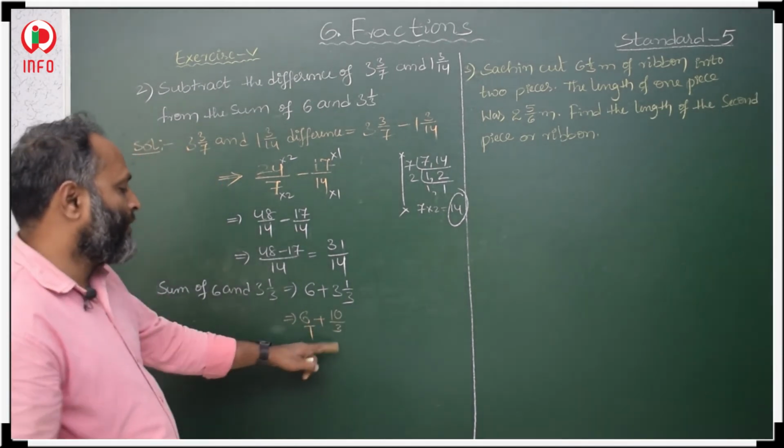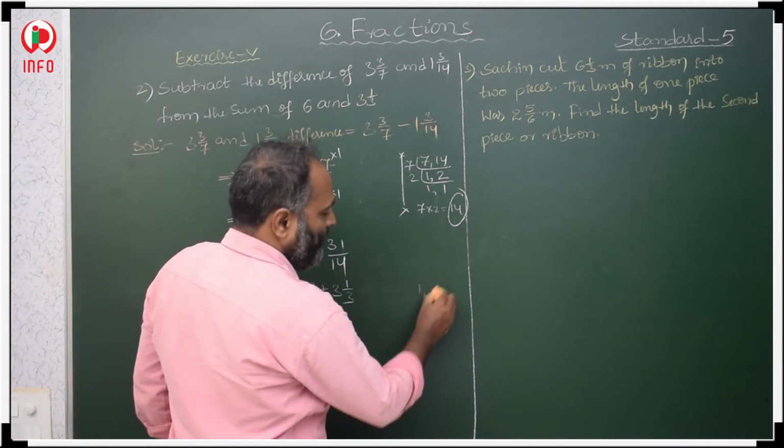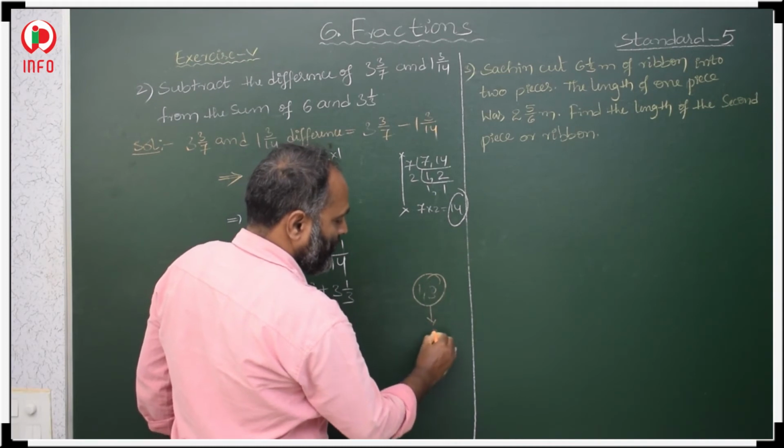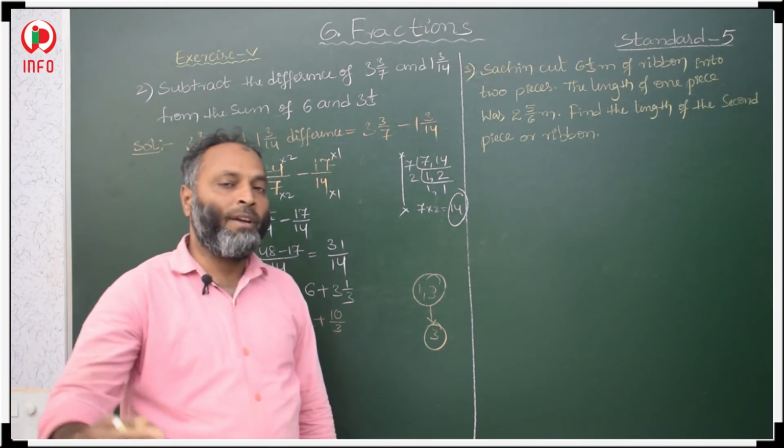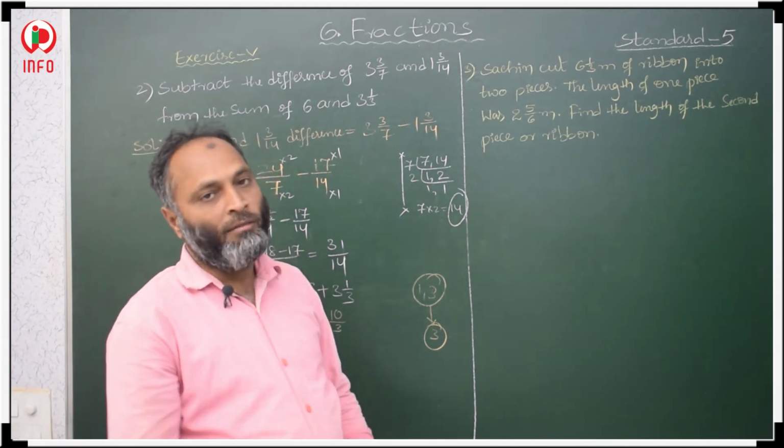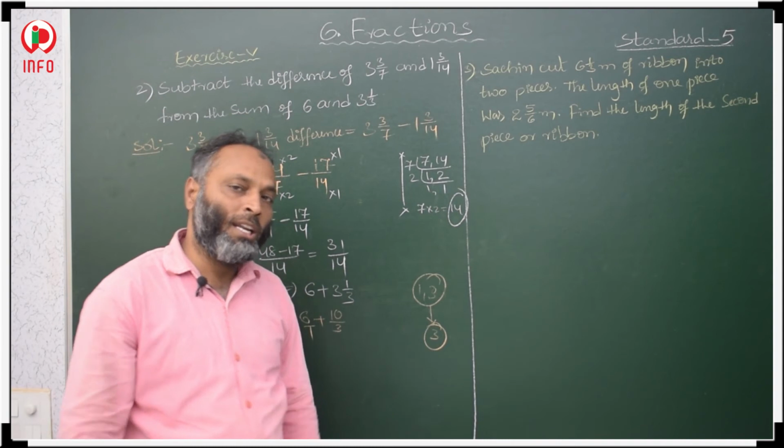Now, we have to find the LCM of 1 and 3. The LCM of 1 and 3 is 3, 1 and 4 is 4, 1 and 5 is 5, 1 and 10 is 10. 1 into any number, the LCM is that number.